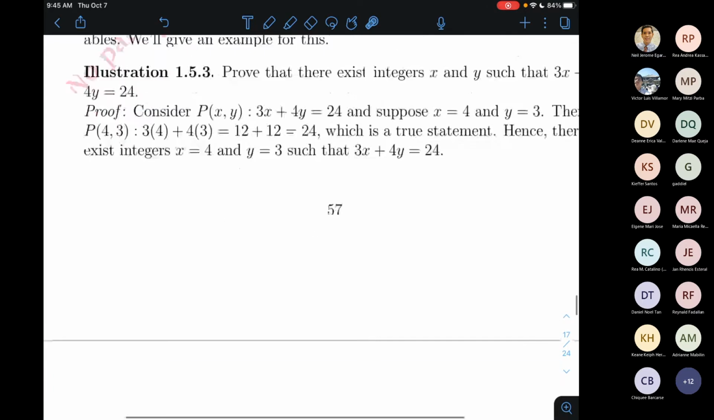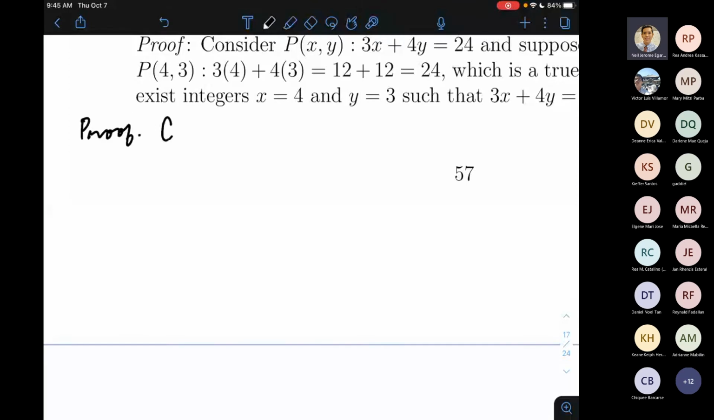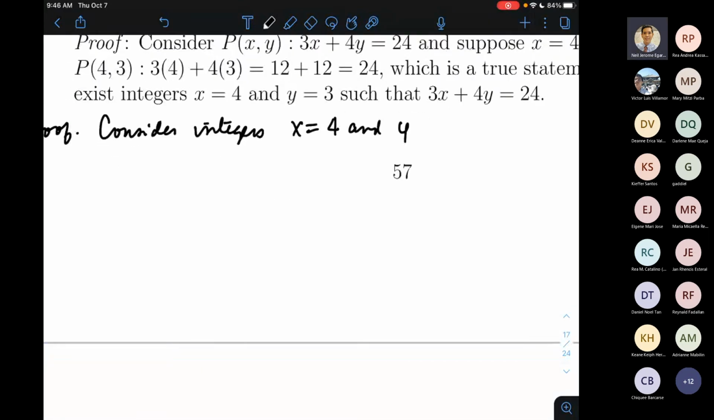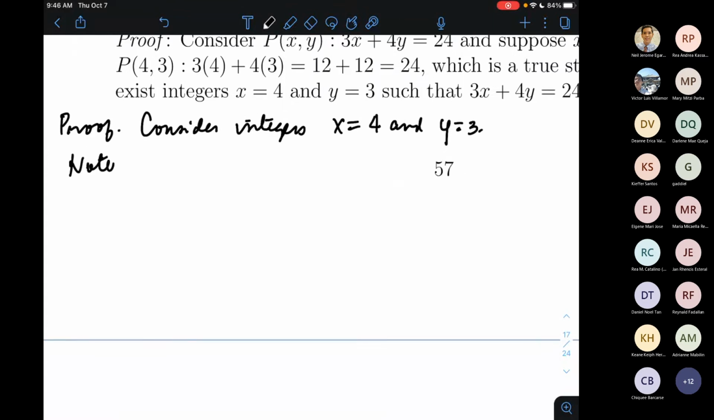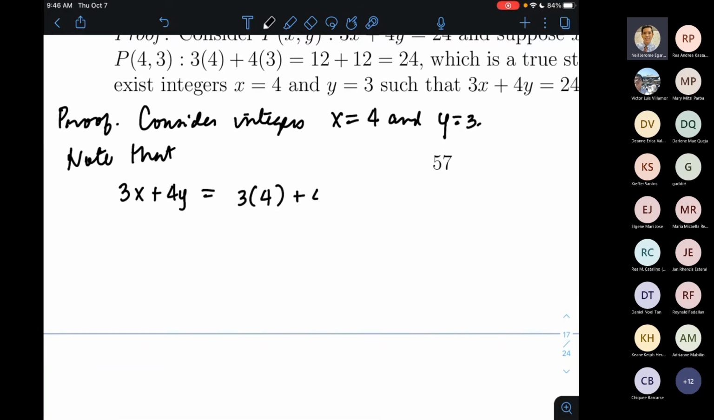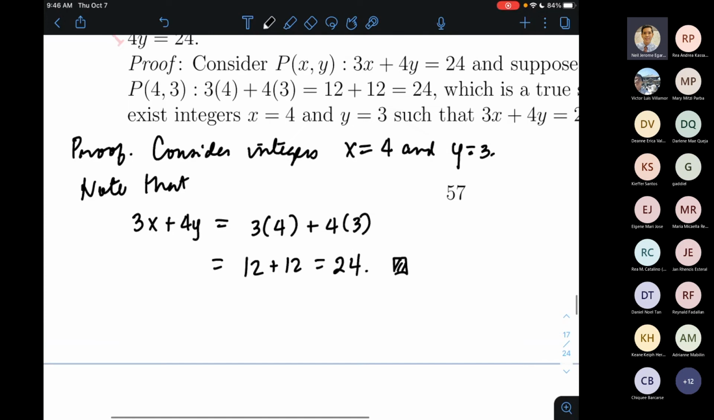So proof, you can say consider integers x equals 4 and y equals 3. Note that 3x plus 4y equals 3 times 4 plus 4 times 3 equals 12 plus 12 equals 24. And that's the proof. Okay? So napakita natin na may nag-exist na dalawang integers, namely 4 and 3, such that 3x plus 4y equals 24. Okay? So pwedeng ganito lang kasimple yung proof.